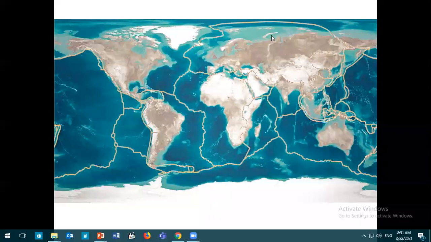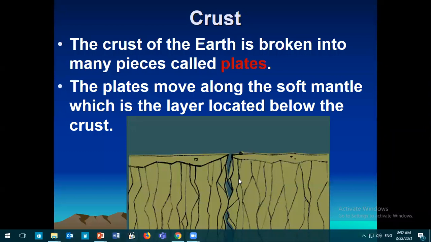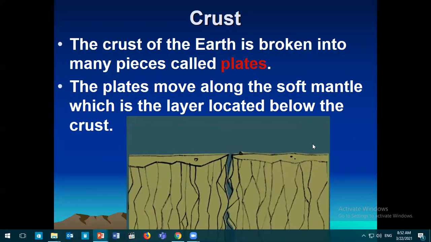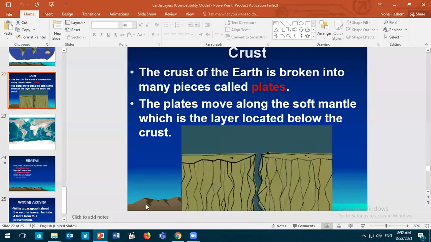Okay, so as I said, you can see these broken pieces. Those are called plates. So what do we mean by plates again? They are blocks of the crust, pieces of the crust that fit together just like puzzle pieces. But these plates, once they move, they can hit each other, just like the picture in here, and can cause earthquakes. And that's what we are going to talk about today.